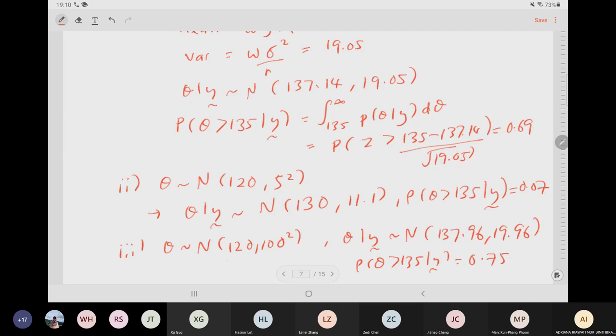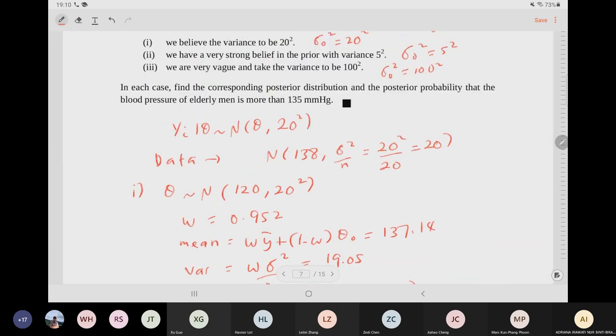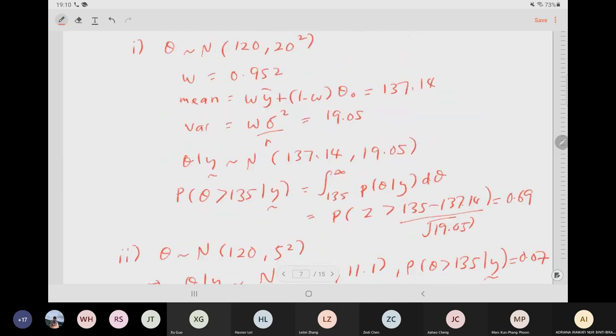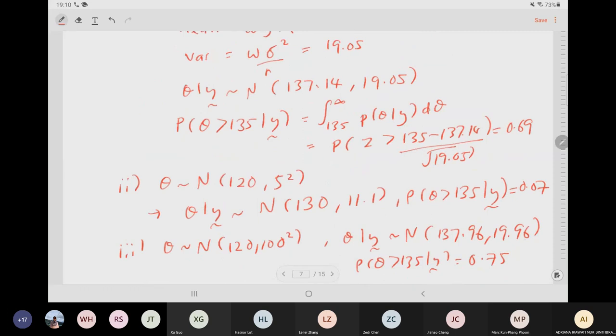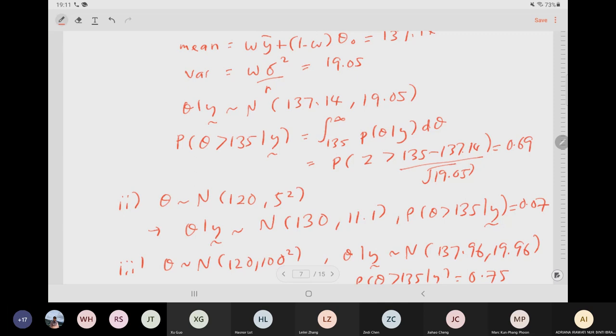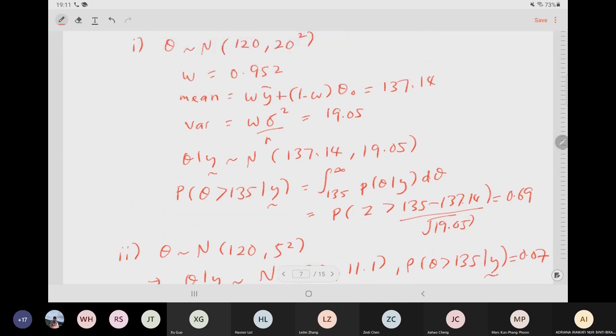Why am I showing this? For number three, if you are using a very large variance, the posterior is very close to your likelihood. The likelihood from the data is 138 and 20, and the posterior is very close to 138 and very close to 20. If you use number two, with a very small variance, the posterior is quite far from your data, so the probability is very small. Number one is also quite close to your data: your Y bar is 138, and 19 is close to 20.